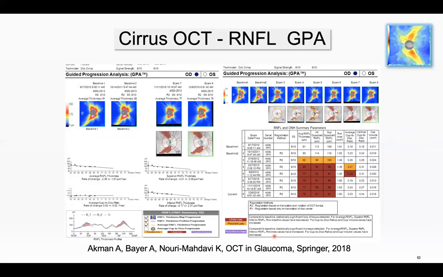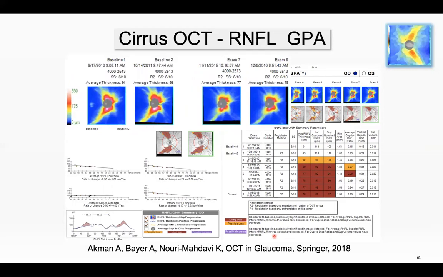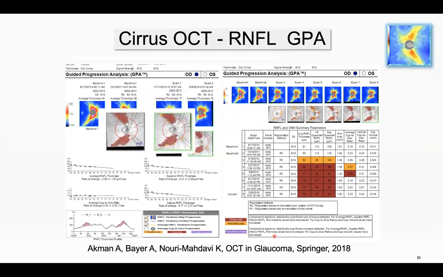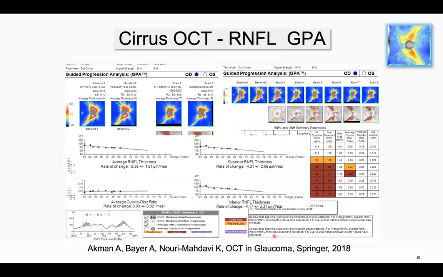First one is the RNFL thickness map progression. You see serial RNFL thickness maps and change maps. If the change is greater than the test-retest variability, superpixels are flagged with yellow and red. Second one is RNFL thickness change graphs, which is the trend analysis part of the GPA. RNFL thickness values of the calculation circle are plotted as a function of time for the average, inferior, and superior quadrants. The slope of the regression line is also presented as the rate of change per year.